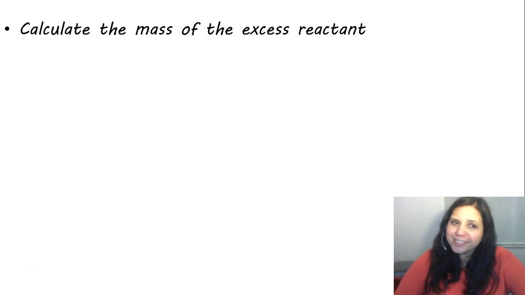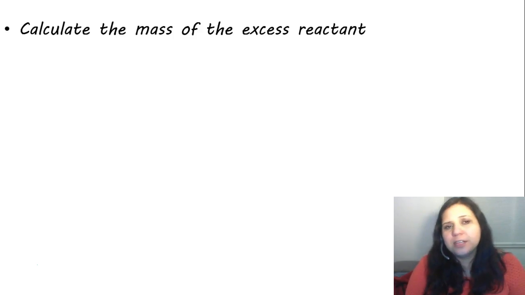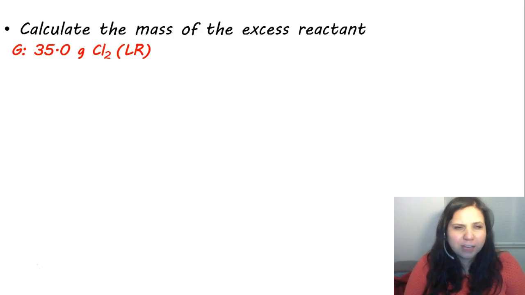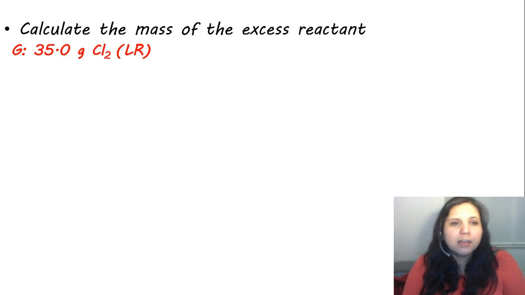Okay, so we're not quite done with this problem yet. What we still have left is calculating the mass of the excess reactant that remains. To do this, there's a little more stoichiometry and a little bit of subtraction. So here we go. To solve this, you have to start with the limiting reactant as you're given. The mass of the limiting reactant was 35.0 grams of chlorine.